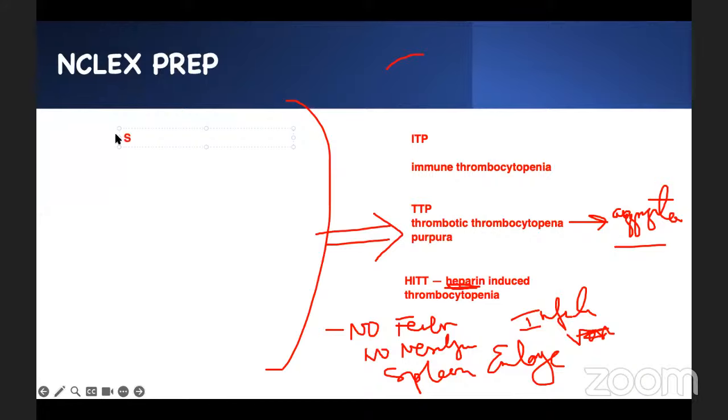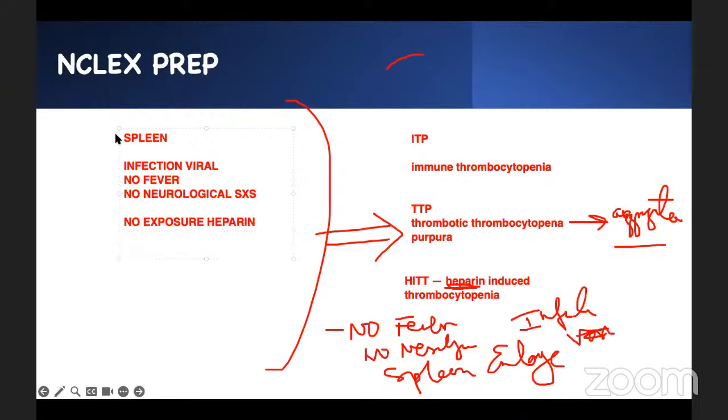the spleen is big, I have some infection, usually viral infection, and then they have no fever, no neurological symptoms, no exposure to heparin. And when you look at the skin, you have petechiae, they have gum bleeding, they have easy bruising, or all the features related to low platelet.